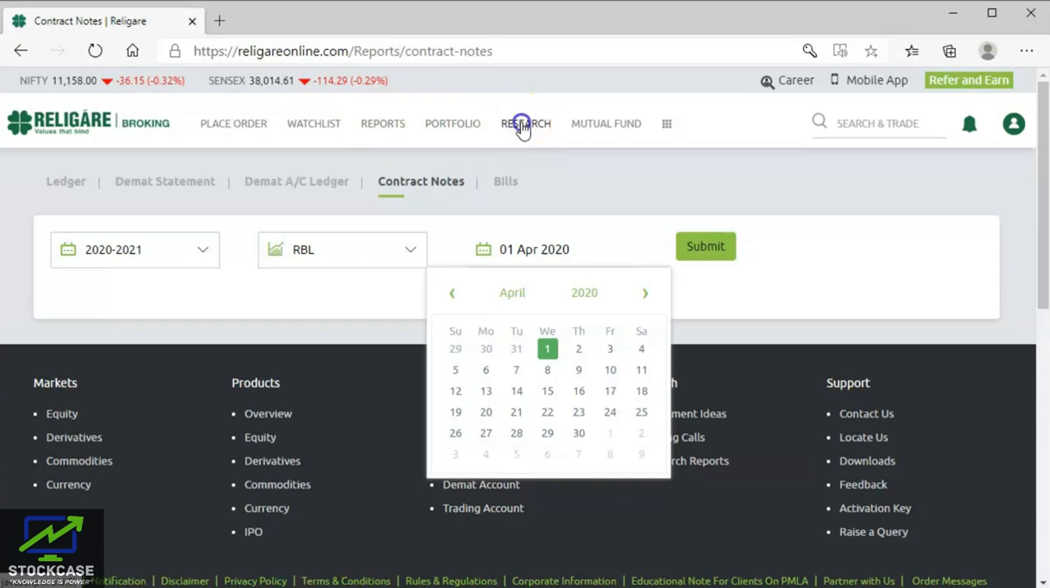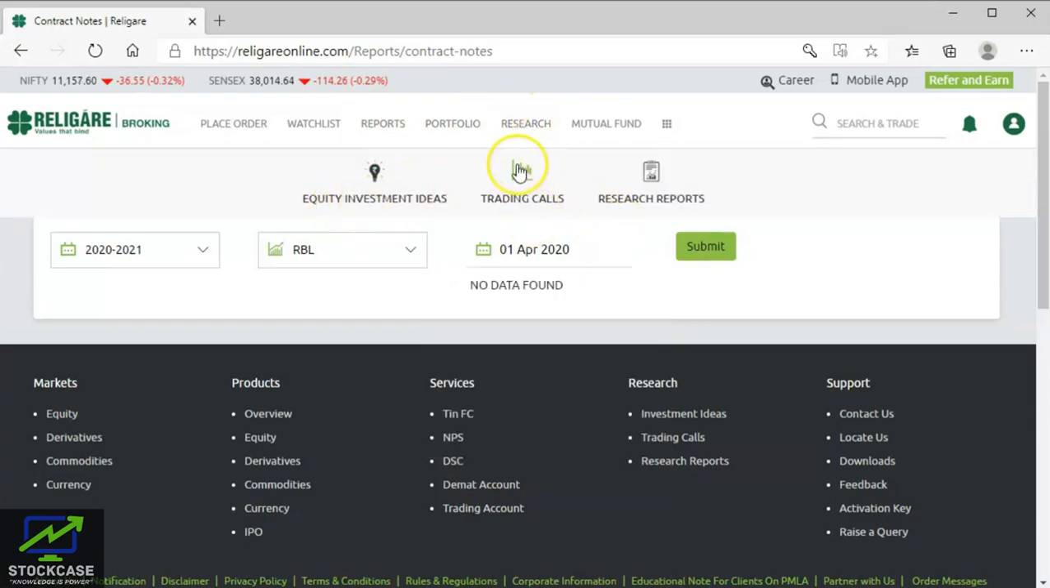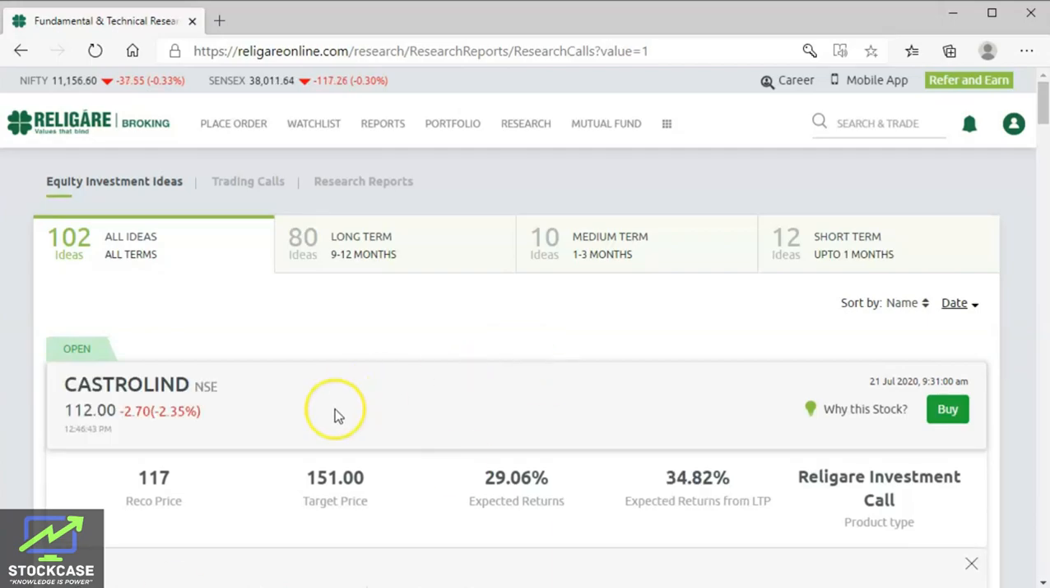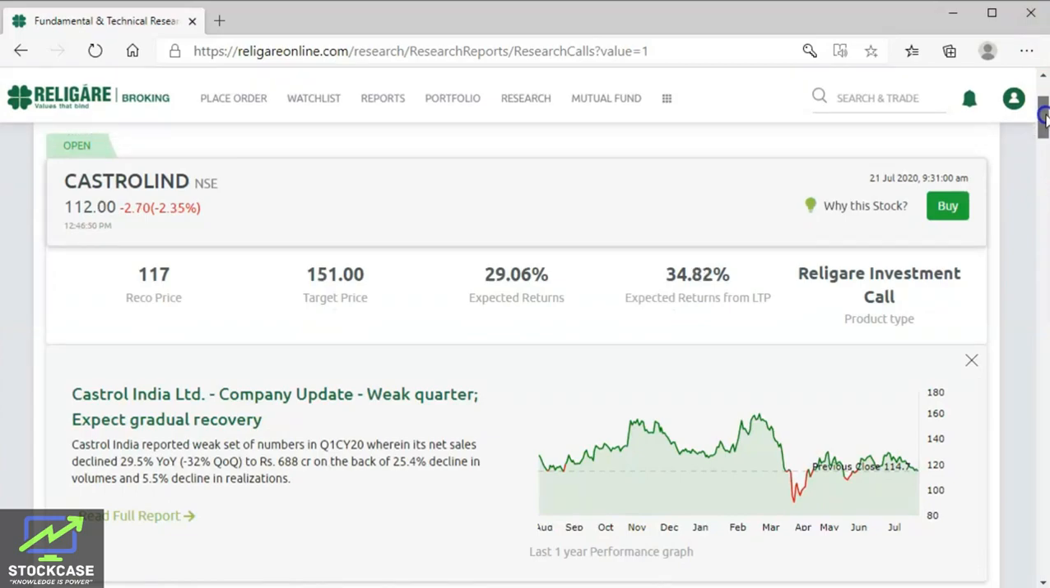Now let's come to our favorite part, research. Under research, there are three options: equity investment ideas, trading calls, and research report. These are very useful tools if you are new to the stock market. I will show you how to use them. Under equity investment ideas, you will get long-term and short-term investment recommendations along with the research report to know the research behind a recommendation. You can read this research report just by clicking on why this stock.